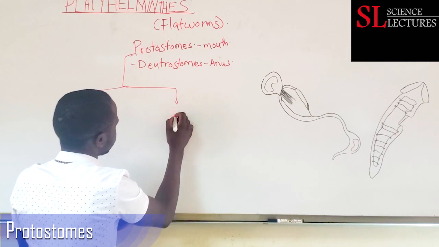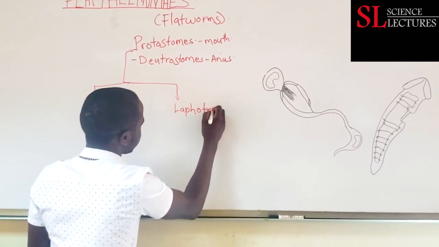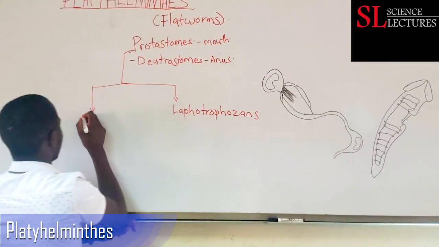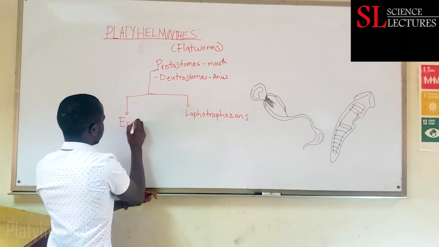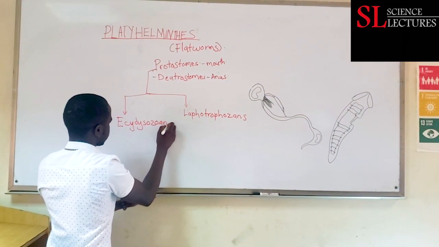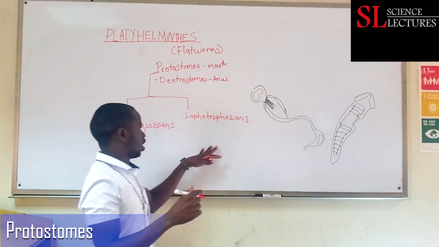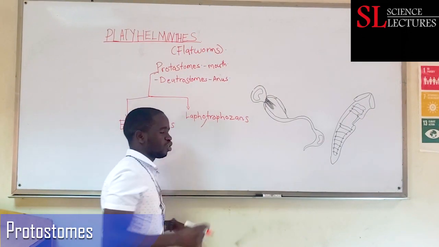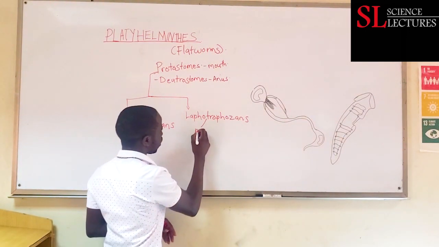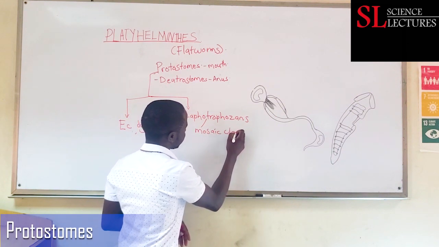Number one, we have what they call the lophotrochozoans, and the ecdysozoans. So the lophotrochozoans are animals that have any of these characteristics. Number one, they undergo mosaic cleavage.